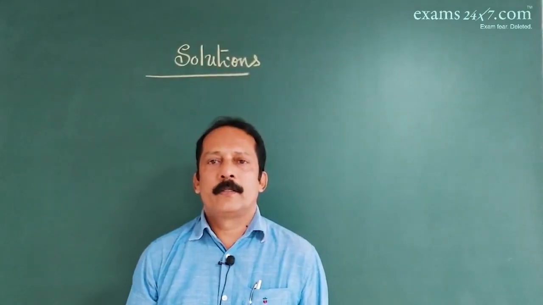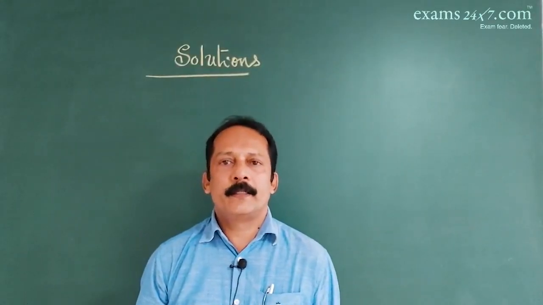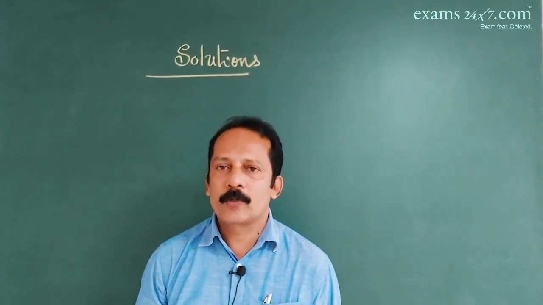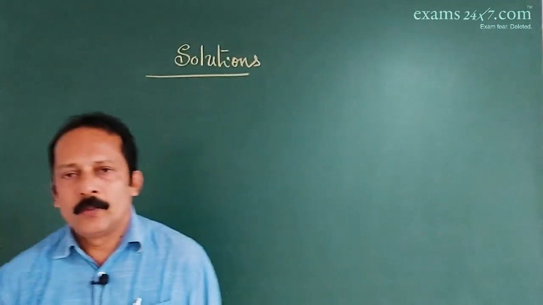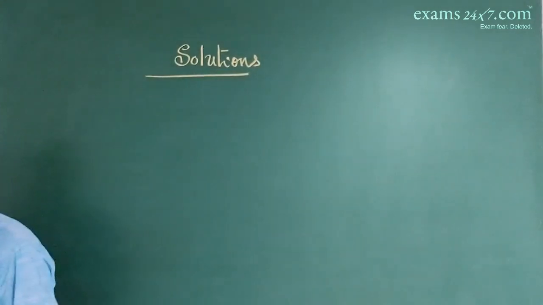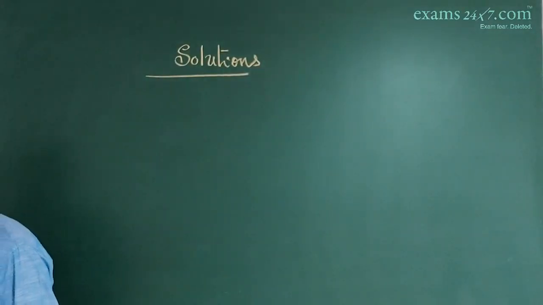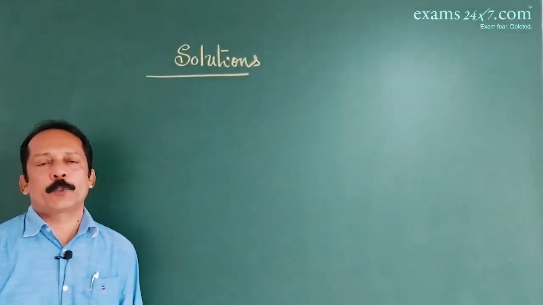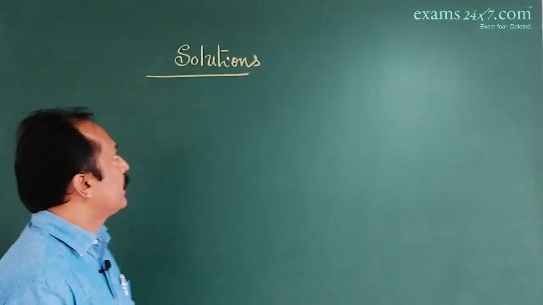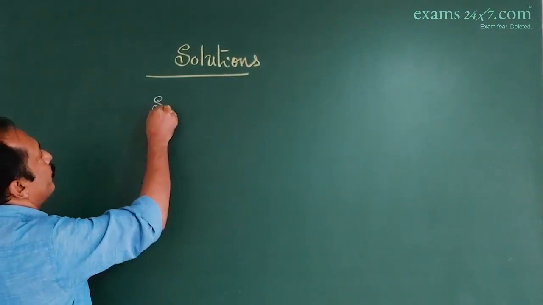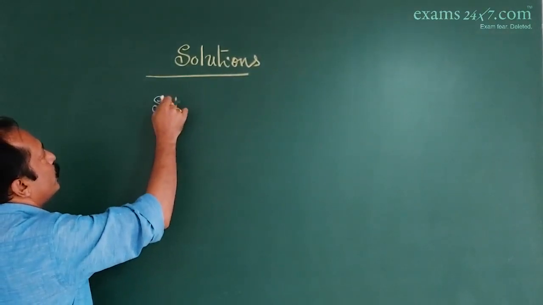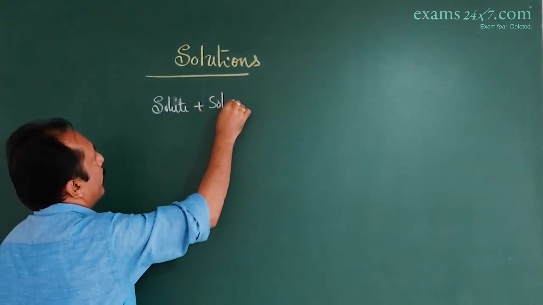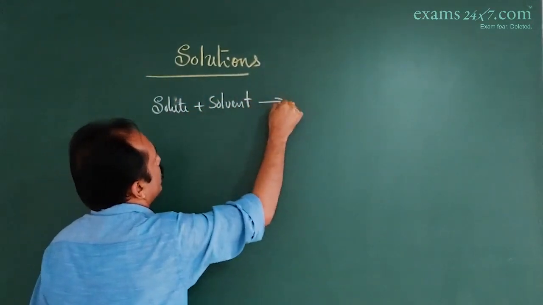Hello students, today I'll be discussing one more very important chapter in physical chemistry, that's about solutions. A homogeneous mixture of two or more substances is called a solution. There are two components in a solution, solute and solvent. Solute and solvent together give a solution.